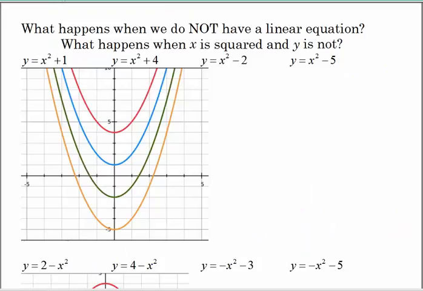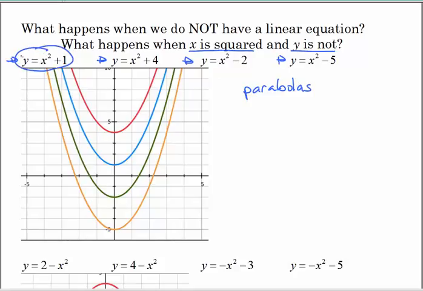All right, so what if we don't have a linear equation? What happens when we have an x squared and y is not, like these 4 examples? Notice the x is squared. Well, I've graphed all of these for you, and what these are called are parabolas.